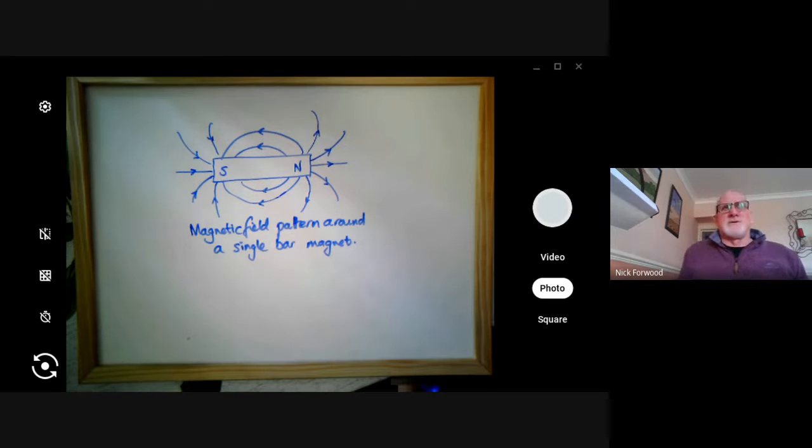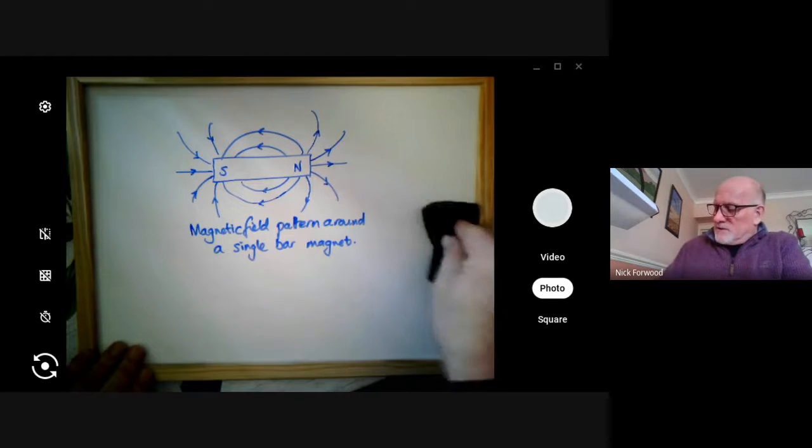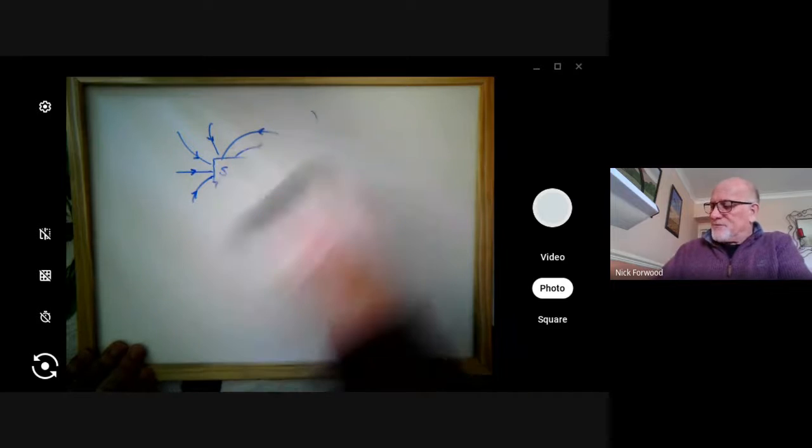Now you remember when we did electric fields, we did the electric field pattern around a single point charge. This is the magnetic field around a single bar magnet. And we're going to move on as we did with electric fields. We looked at two charges together and how the fields affected each other. We're going to do the same really here. We're going to take a couple of bar magnets.